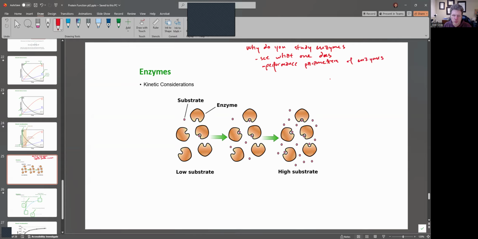Now, the first two performance parameters are really important ones. The first one is your Vmax, which is also known as your maximum velocity. The other one is Km. This is known as the Michaelis-Menten constant.